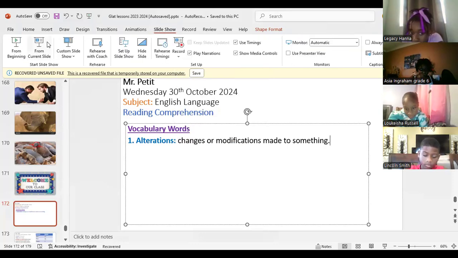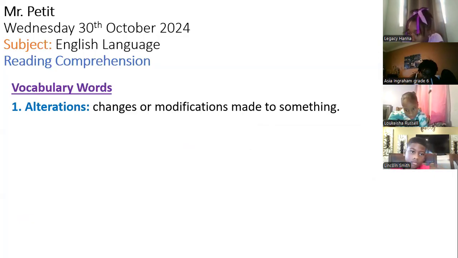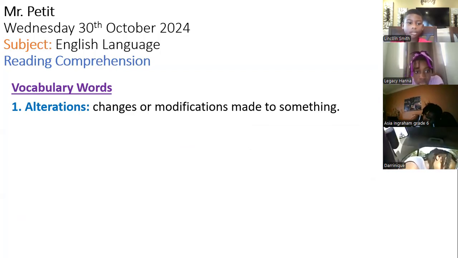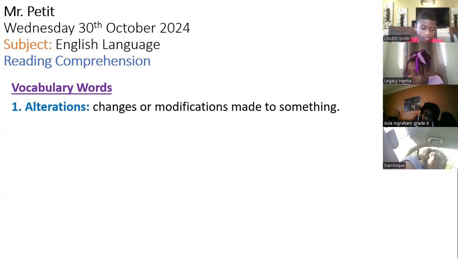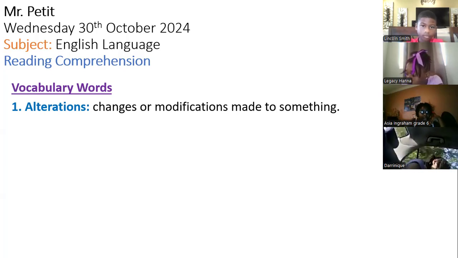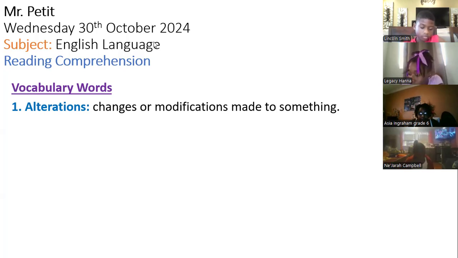Lincoln, what do we mean by alterations? Changes or modifications made to something. Good. And Asia, spell alterations. Alteration. Very good. So that's changes or modifications made to something. What can we make alterations to? Our lives? Our lives. We can make alterations to our lives. What else?